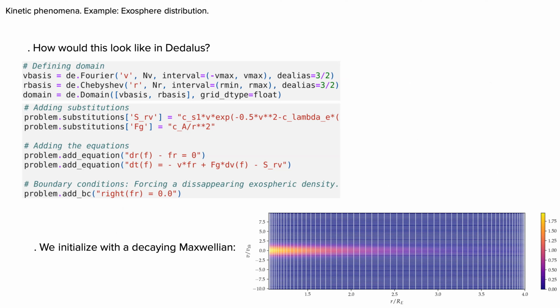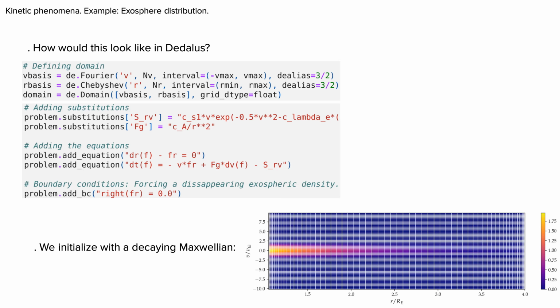And this is the equation that we are solving. This is the Vlasov equation, and this is an auxiliary equation I'm using. I put these substitutions here because you can see that this term here has a very long form, but Dedalus allows you to compress all of that like this. And you can add boundary conditions. For example, here what I'm saying is that the derivative of the distribution function at the end of the grid has to be constant, has to be 0. And this is how the grid looks.